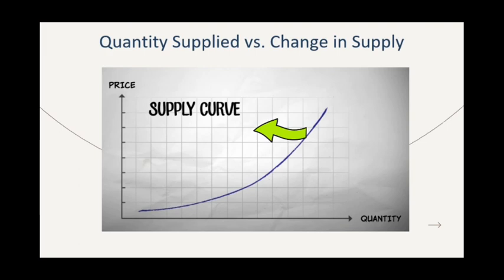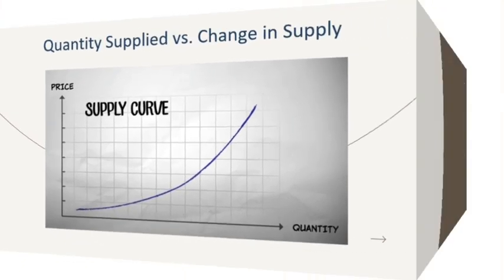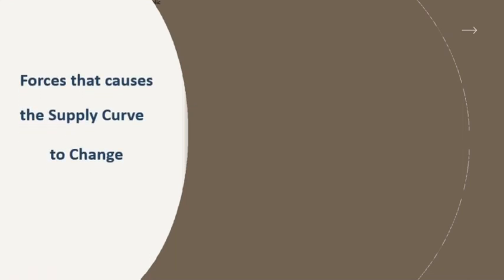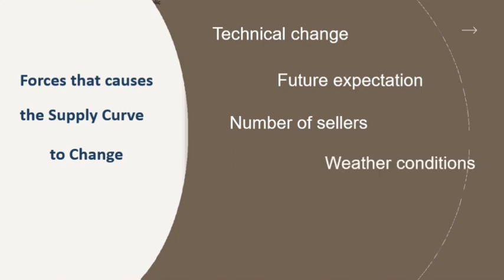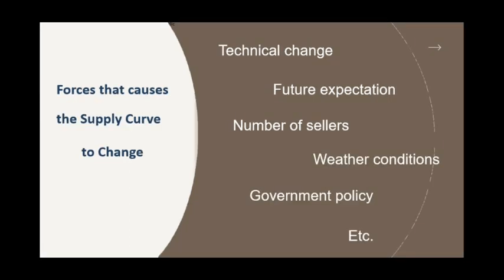So in leftward movement, supply decreases if the entire supply curve shifts leftward. Hence, at the same price, fewer amounts of a good or service are sold by producers, while rightward movement will illustrate an increase in supply: greater amounts of a good or service are supplied by producers or sellers at the same price. So, the change in supply generally refers to a shift in the supply curve that's caused by one of the shifters: technical change, future expectations, number of sellers, weather conditions, government policy, and so on.